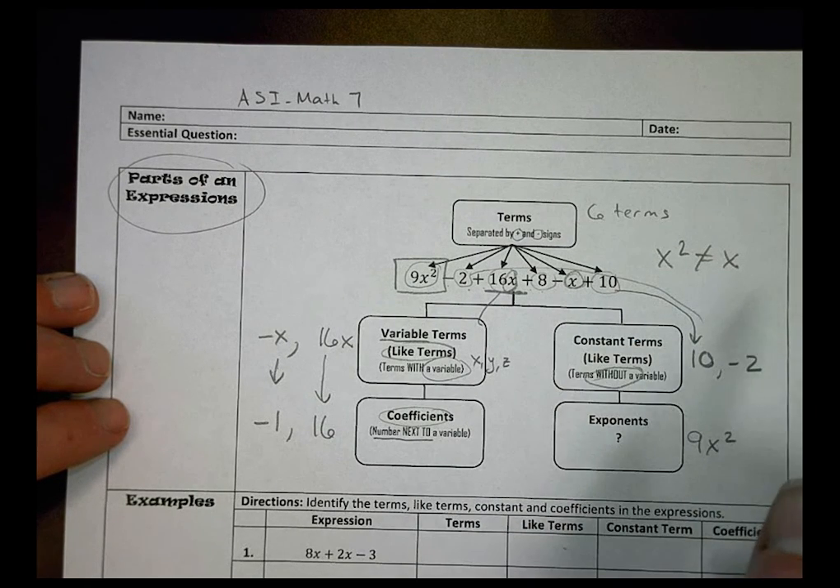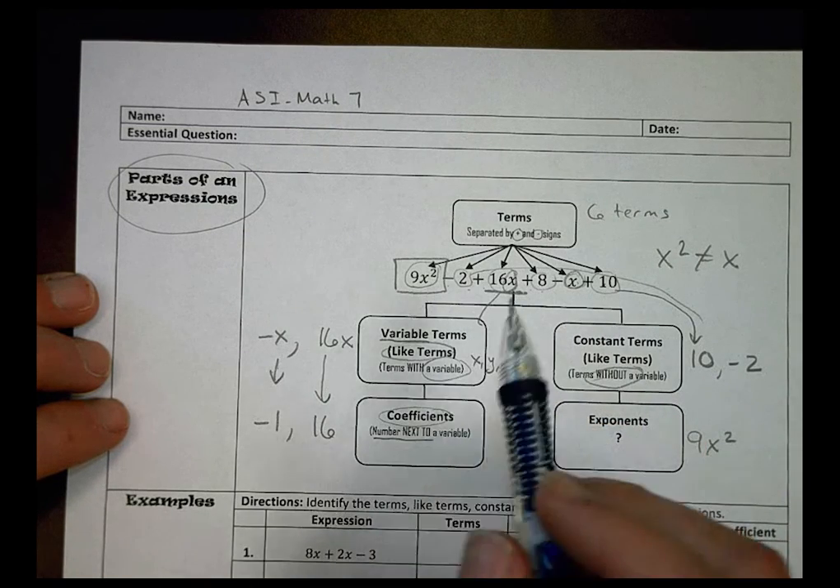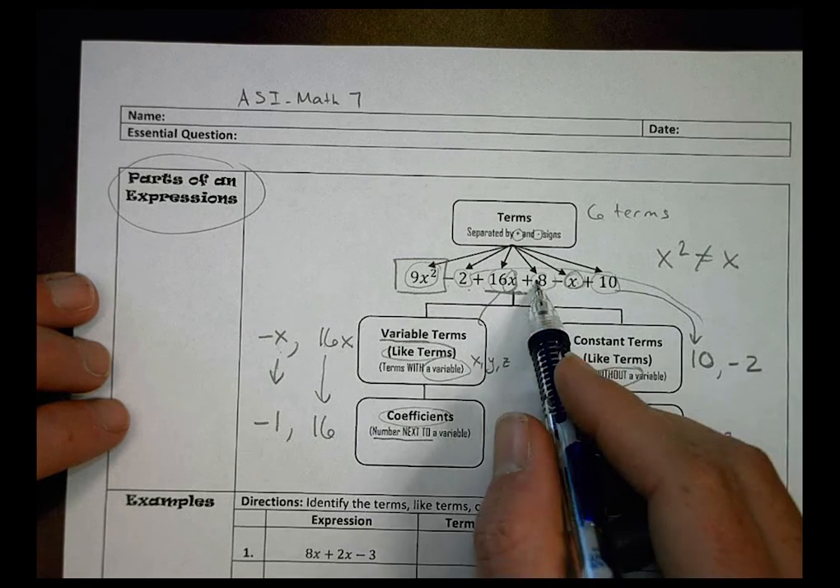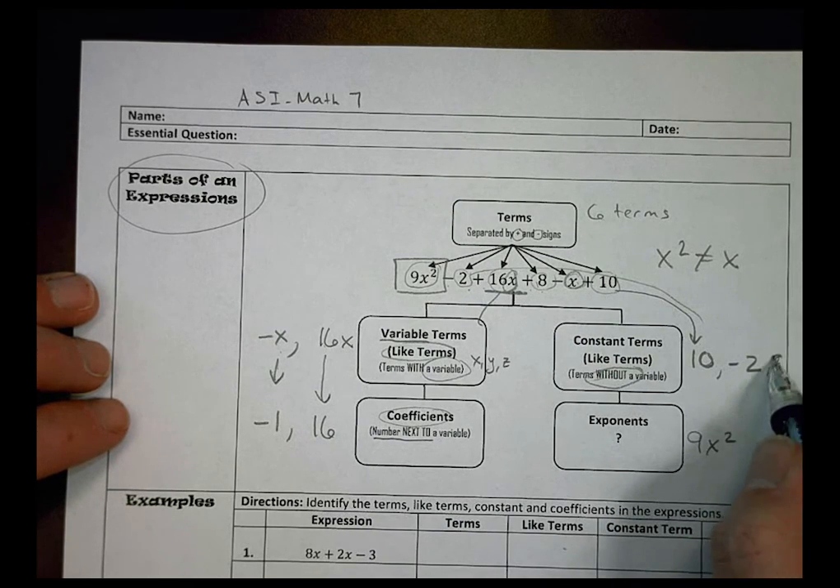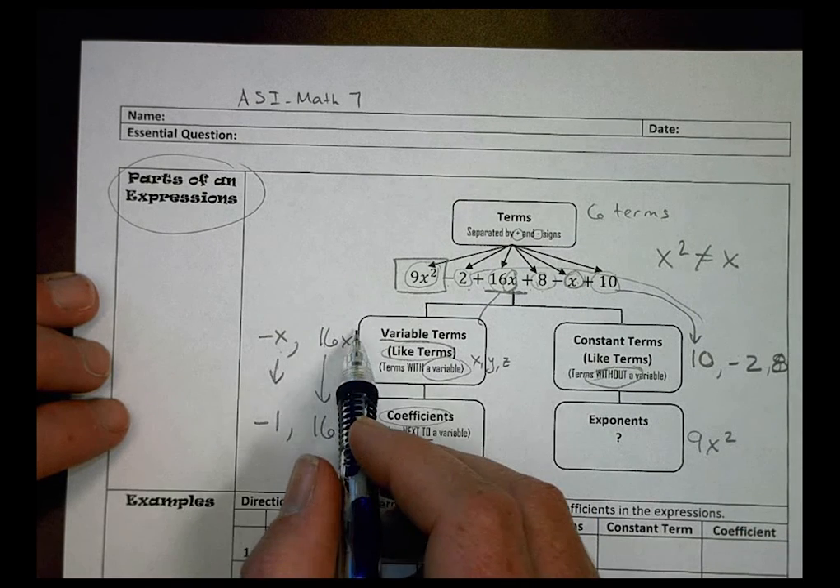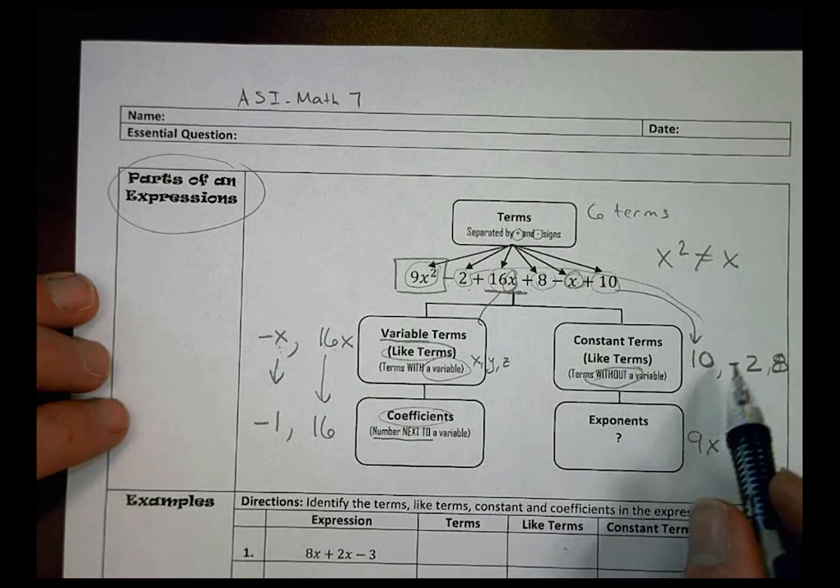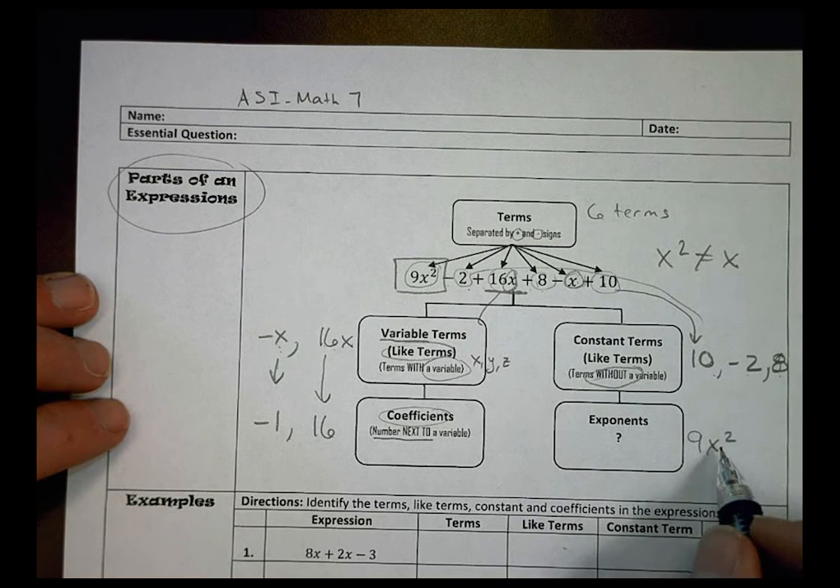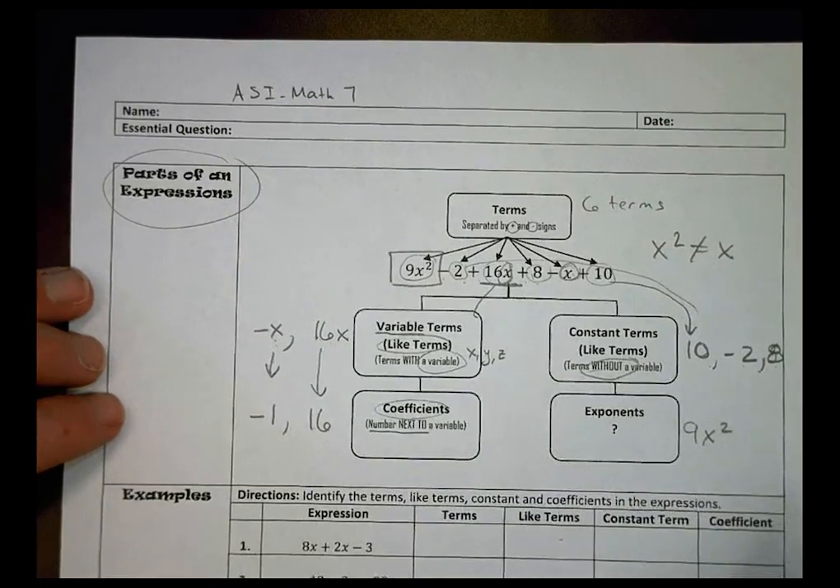So when you look at this one with 6 terms, we have 1, 2, 3, 4, and then, oh, I forgot one, there's an 8 right there. My 6 terms are negative x, 16x, and then I have 3 constants: 10, negative 2, and 8, and I have 1 exponent there. Those are my 6 terms and where they all fit in the different categories.